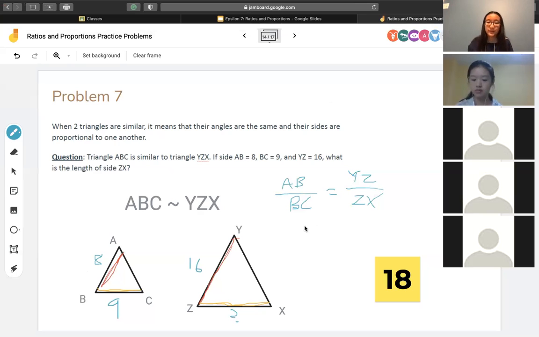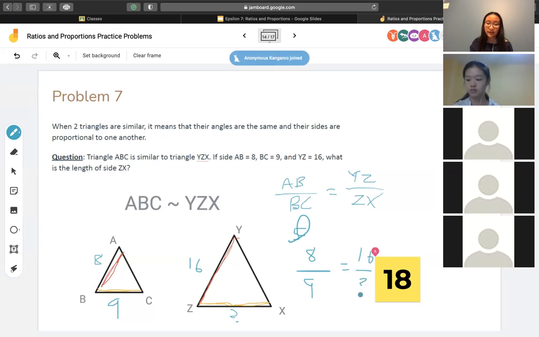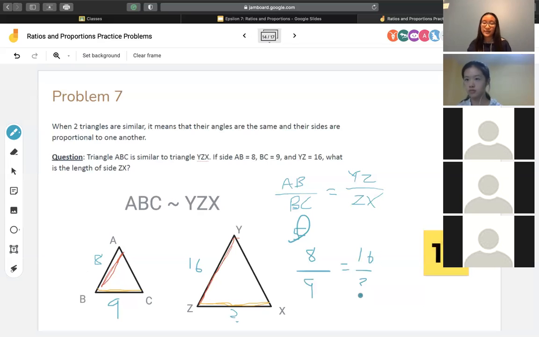Okay, so building on what Amy said, after you find that proportion, then you should fill in the values that the question gave you. Side AB is 8, side BC is 9, side YZ equals 16, and then you're trying to solve for side ZX. So can anyone tell me what method we should use to solve this? Cross multiplication or the normal method? You can unmute or type your answer in the chat.